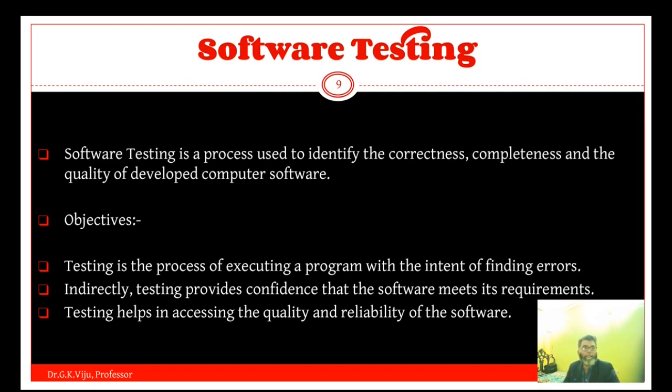Objectives. Testing is the process of executing a program with the intent of finding errors. Indirectly, testing provides confidence that the software meets the requirements. Testing helps in assessing the quality and reliability of the software. So here, it indicates the software meets the requirements that guided its design and development, responds correctly to all kinds of inputs, performs its functions within an acceptable time, is sufficiently usable, can be installed and run in its intended environments, and achieves the general result its stakeholders desire.